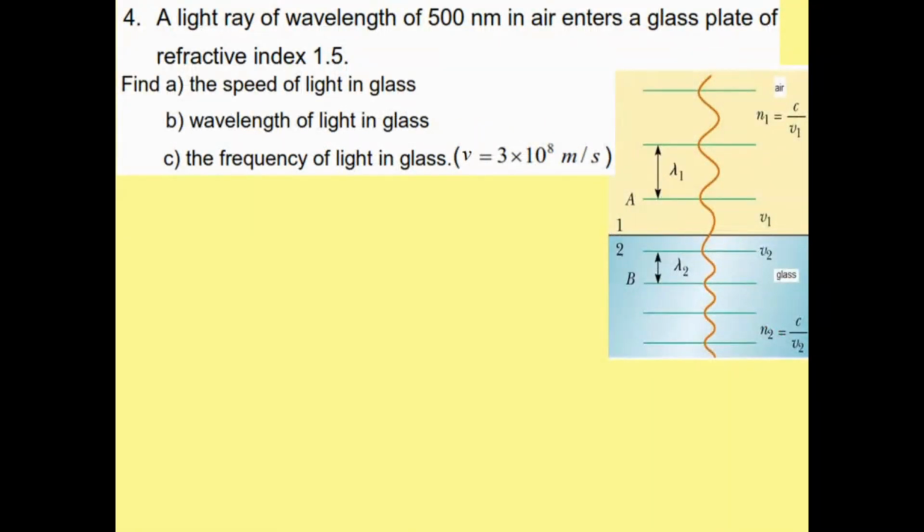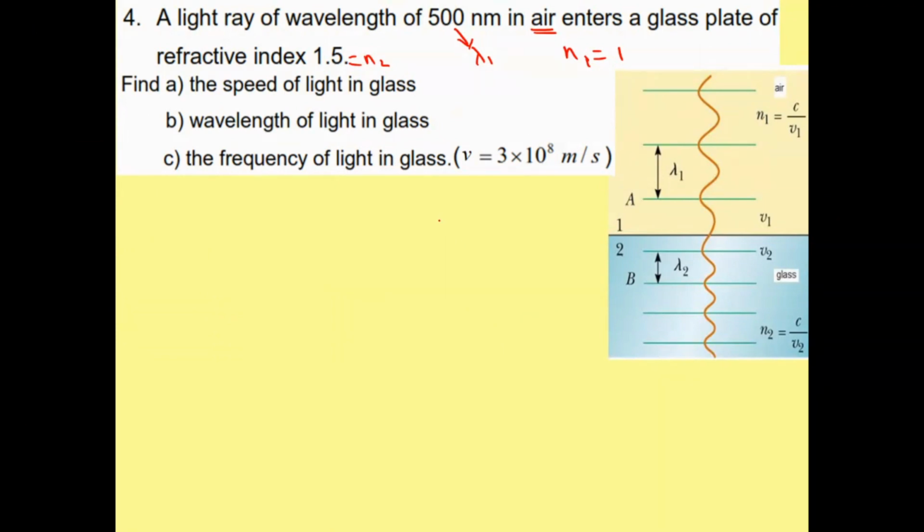Fourth question. A light ray of wavelength 500 nanometer in air enters a glass plate of refractive index 1.5. If you read the first two lines, you will get the wavelength of the light in air medium. What is the wavelength? Lambda 1. Here this 500 nanometer is nothing but the lambda 1 value, because they said this is the wavelength of the light in air medium. And here they mentioned the refractive index of the glass plate, which is nothing but N2. And they said air, so N1 is our refractive index of the air, which takes the value of 1.